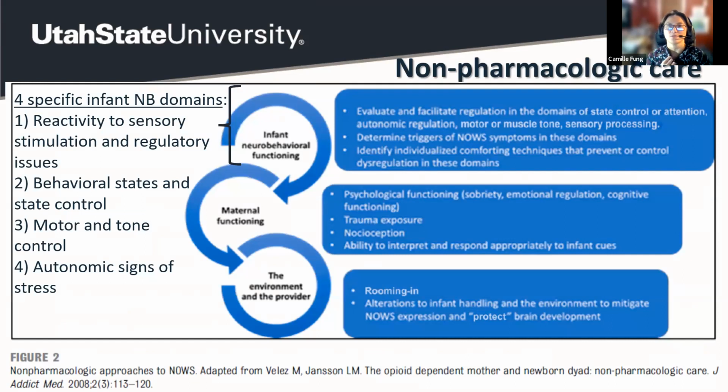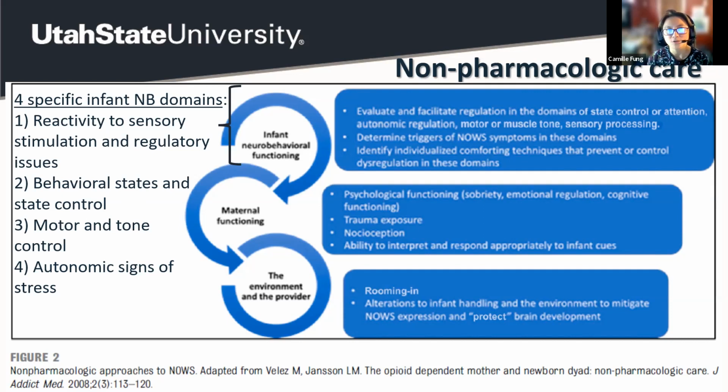When the baby's in the NICU or in any kind of nursery, I think a lot of us will involve our developmental team, our occupational therapists, our physical therapists. And so this was a very nice figure that I found in an article that looked at the 4 specific infant neurobehavior domains that I think as a developmental team, you are not consciously thinking of as 4 different things, but you're probably assessing all of these in your management of these babies. So basically reactivity to sensory stimulation and respiratory issues, behavioral states and state control, motor and tone control, autonomic signs of stress. All of these should be evaluated, and recommendations should be made based on all of these components of the neurobehavior.